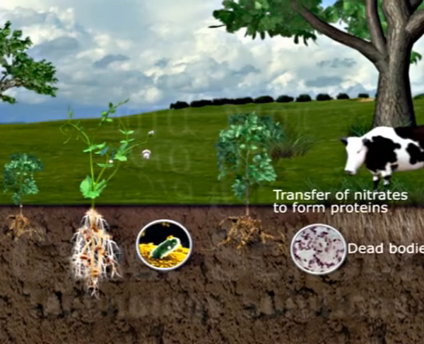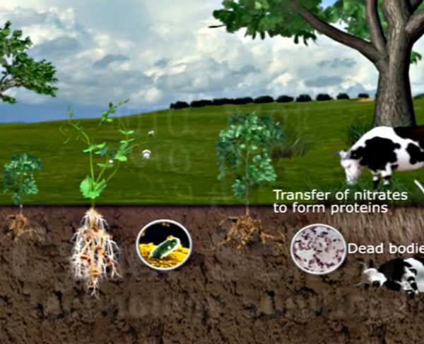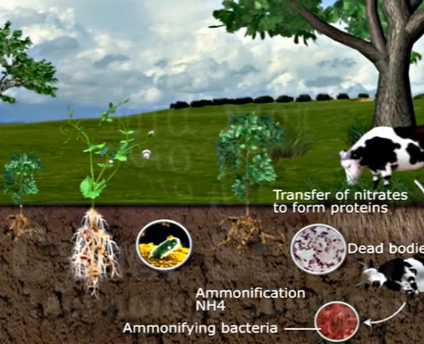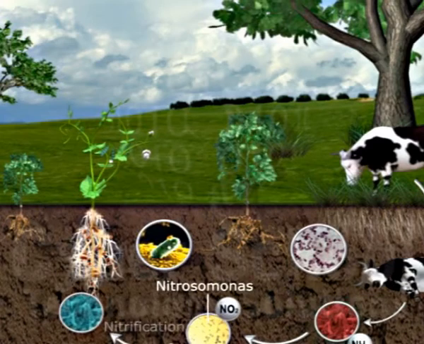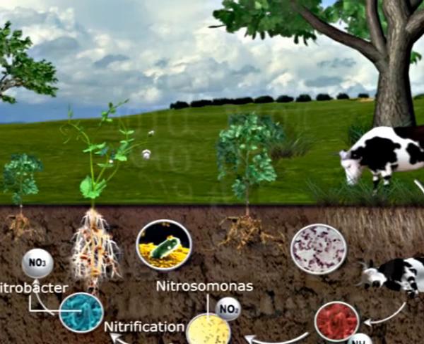Plants are eaten by animals. Animals die and the remains are acted upon by decomposers to release ammonia. This process is known as ammonification. This ammonia is converted into nitrites and nitrates by the bacteria Nitrosomonas and Nitrobacter. This process is called nitrification.